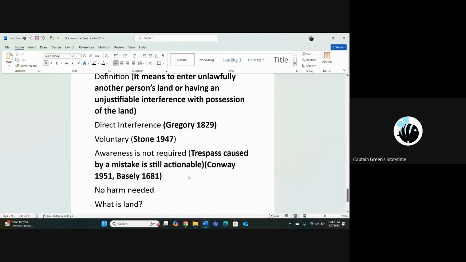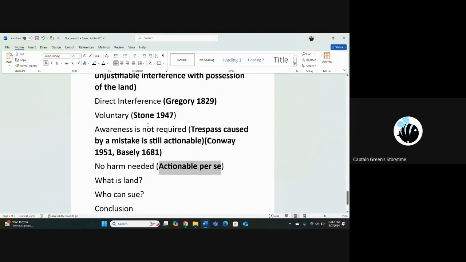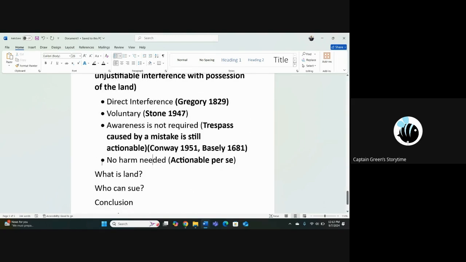Now coming towards the second last element, which is that no harm is needed. It's simple. It means that it is actionable per se. This we have already studied for battery and assault. From your point of view, this part of the question is one part. Now this is the second part.